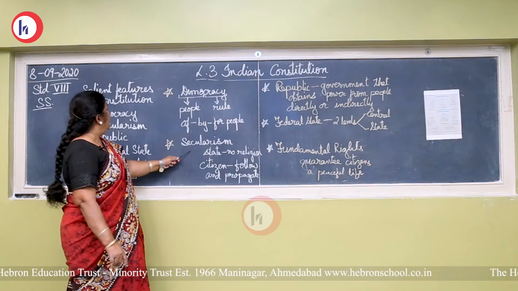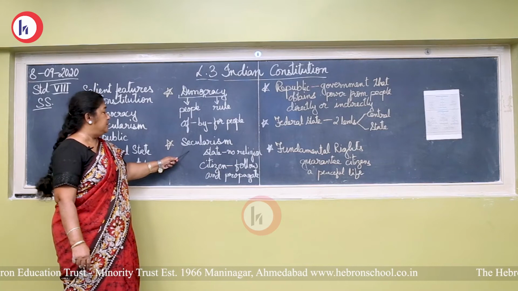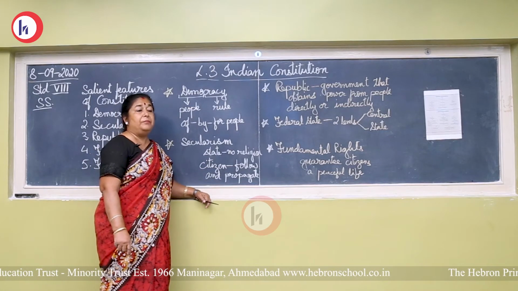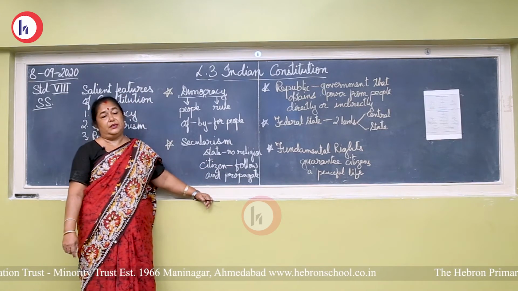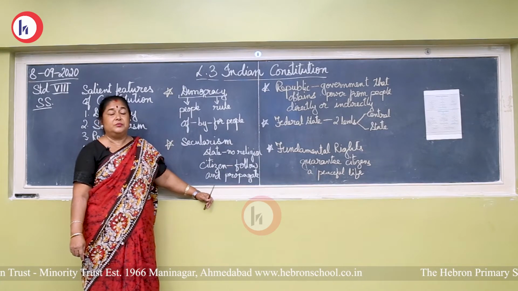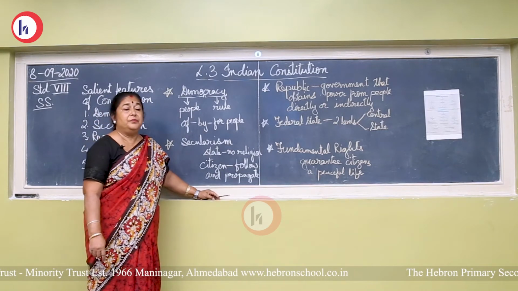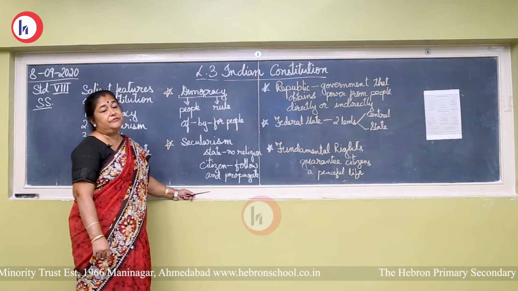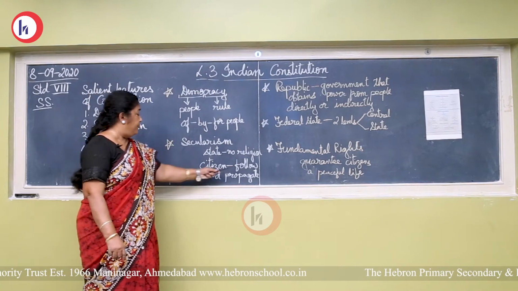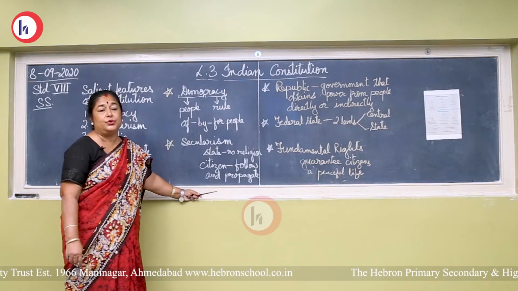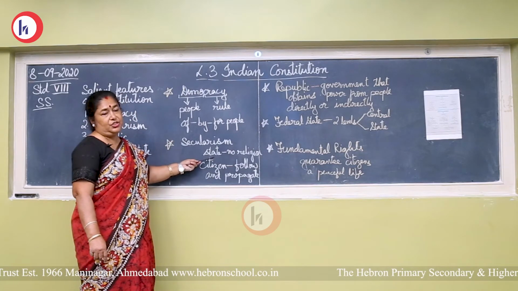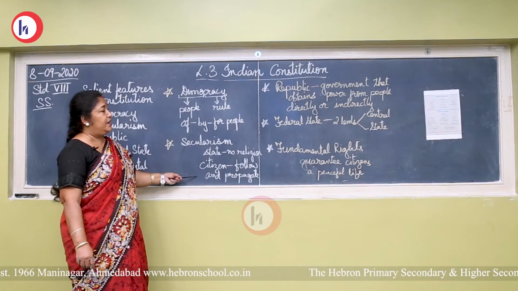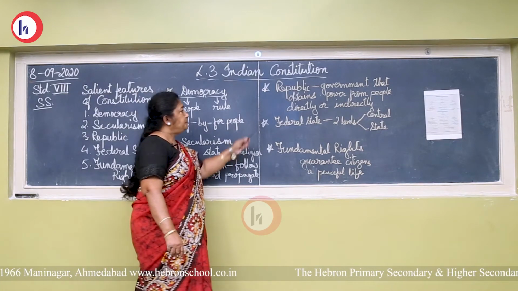The next salient feature is secularism. The Indian state, or the country India, does not follow any religion, but we have a number of religions in India. What are they? Hinduism, Christianity, Muslim, Parsi, Sikh, Buddhist. A number of religions are there, but all can live peacefully in India. They can follow and propagate their religion. No one is going to stop them. The state has no religion. The country has no religion. It does not follow any religion, but citizens can follow and propagate any religion that they wish.